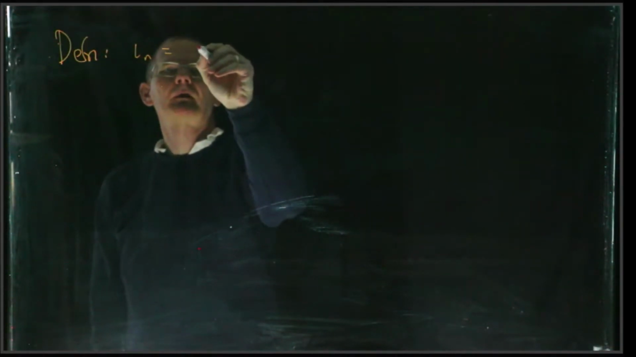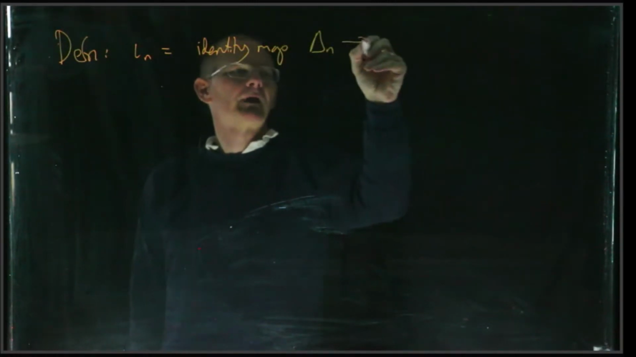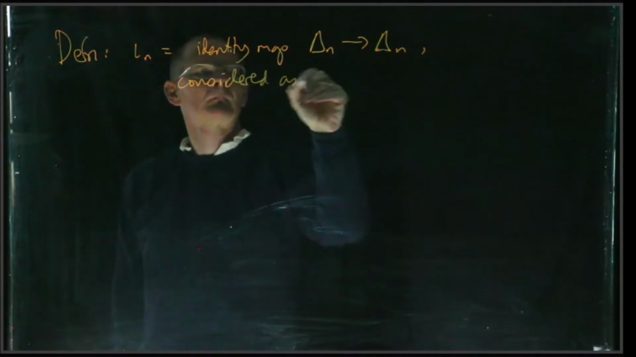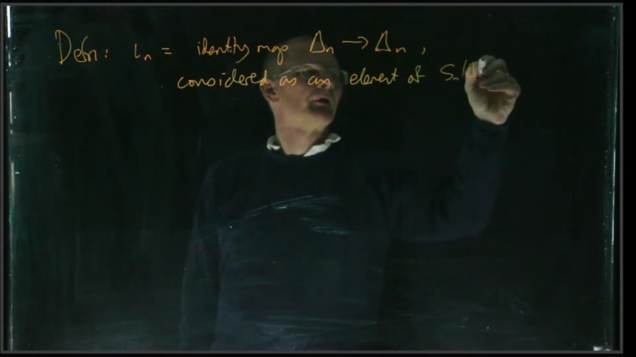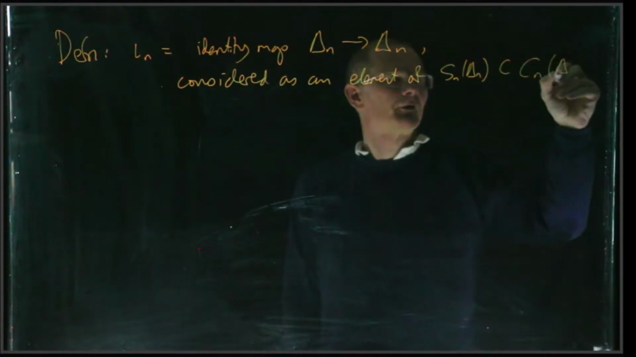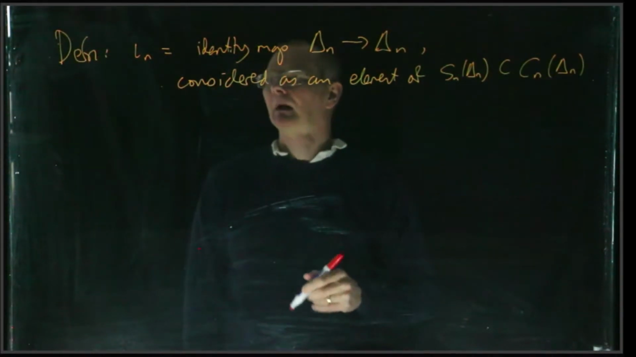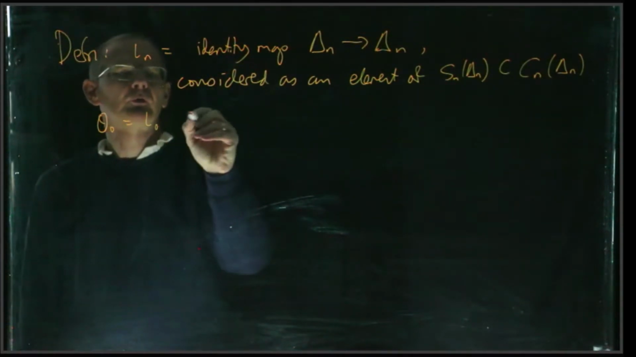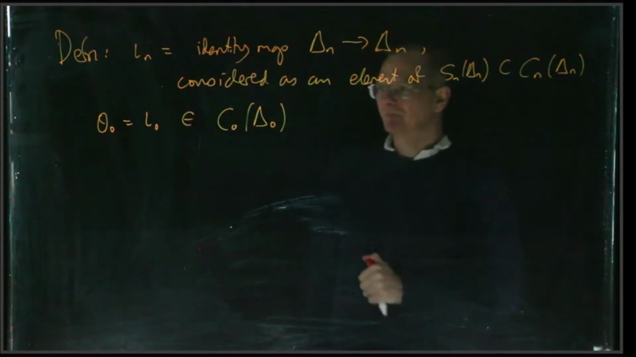So start by saying ι_n is the identity map Δ^n to Δ^n. So that's considered as an element of S_n(Δ^n) or of C_n(Δ^n). So this is just a basic n-chain in the n-simplex. And then we're going to define θ_0 to be the same as ι_0. Okay, so that's just an identity map from a point to itself.